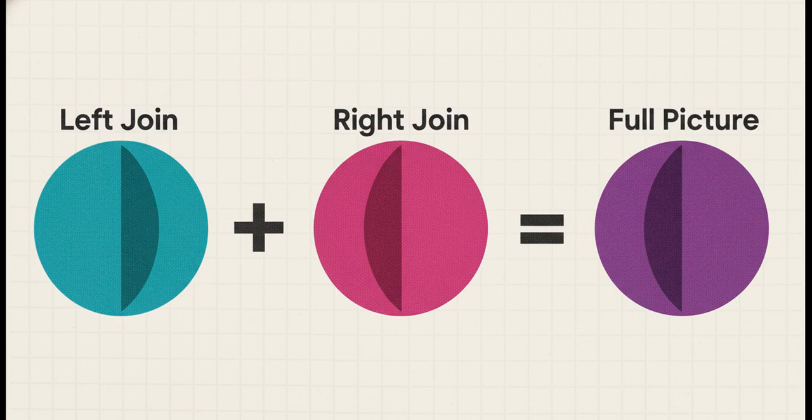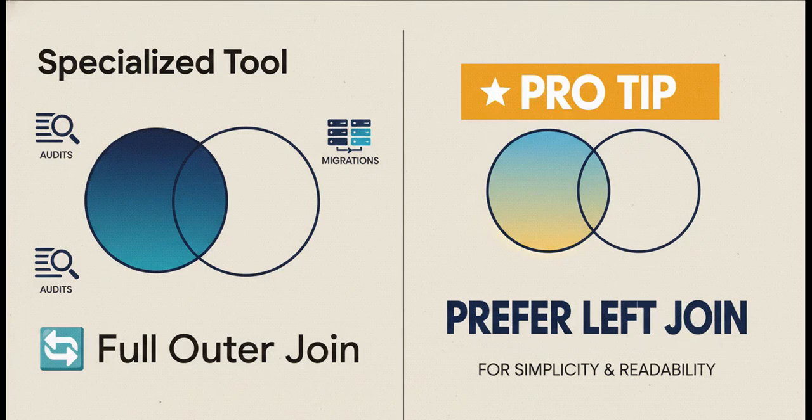It's the whole shebang. Now, while the full outer join is super powerful, it's kind of a special tool. It's fantastic for things like data audits or comparing two systems during a migration where you need to see every single discrepancy. But here's a pro tip. For most of your day-to-day work, just stick with the left join. It's usually easier to read, easier to reason about, and it answers most of the questions you'll have.